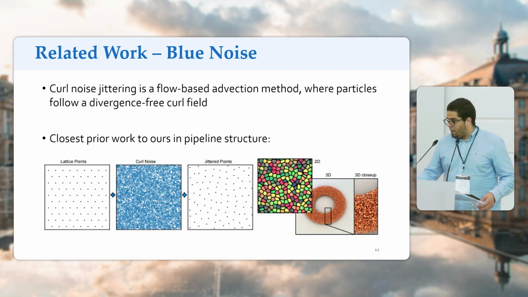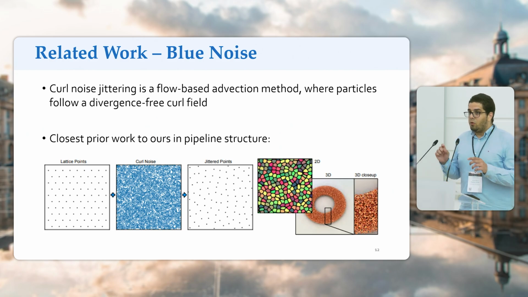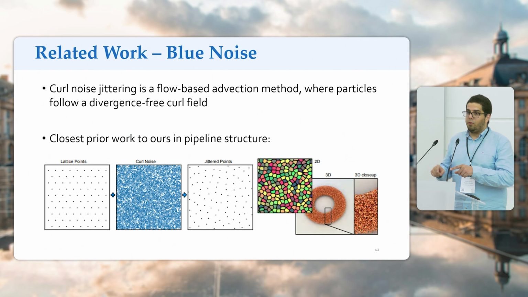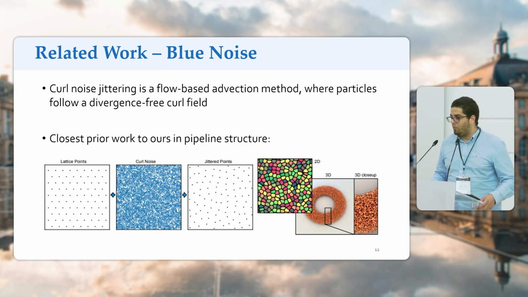Then another kind of work, the closest to our approach, and the one we take inspiration from, is curl noise jittering. The idea here is that you do advection, particle movement, computing a curl, and in the curl you can check if the flow is divergence free. Divergence free means that there are no sources or sinks, and that is what makes, in the practical sense, the blue noise characteristic.